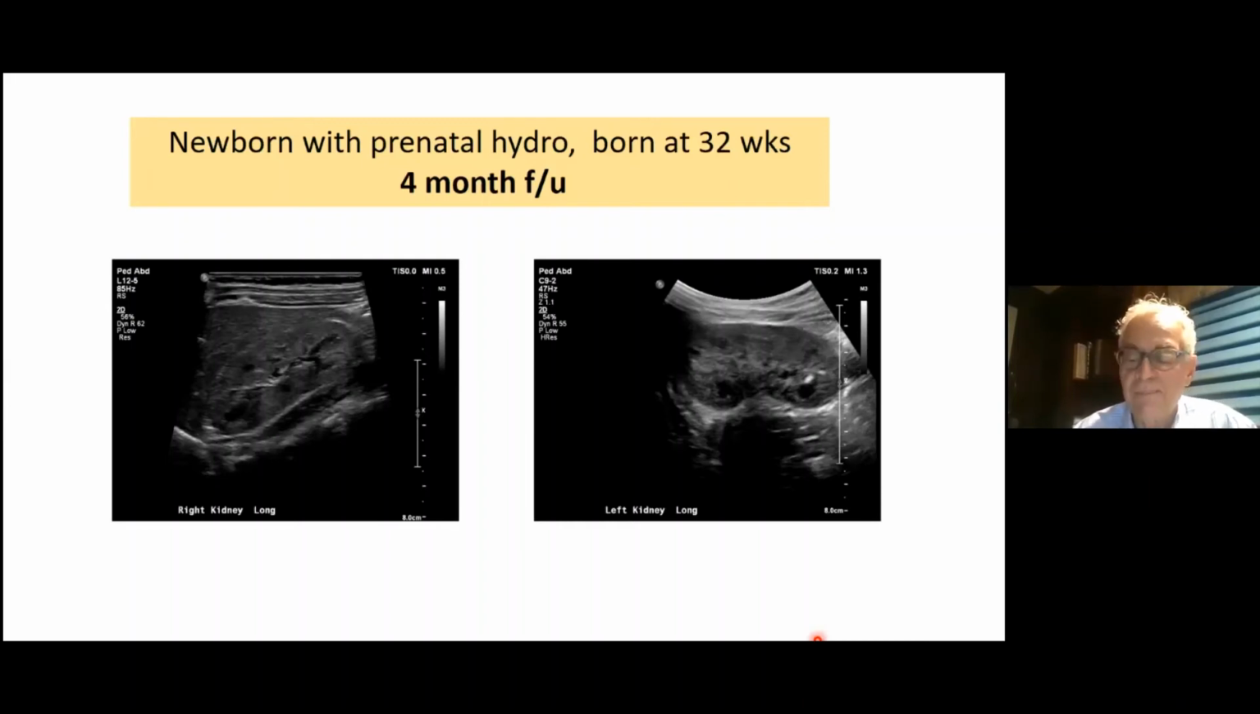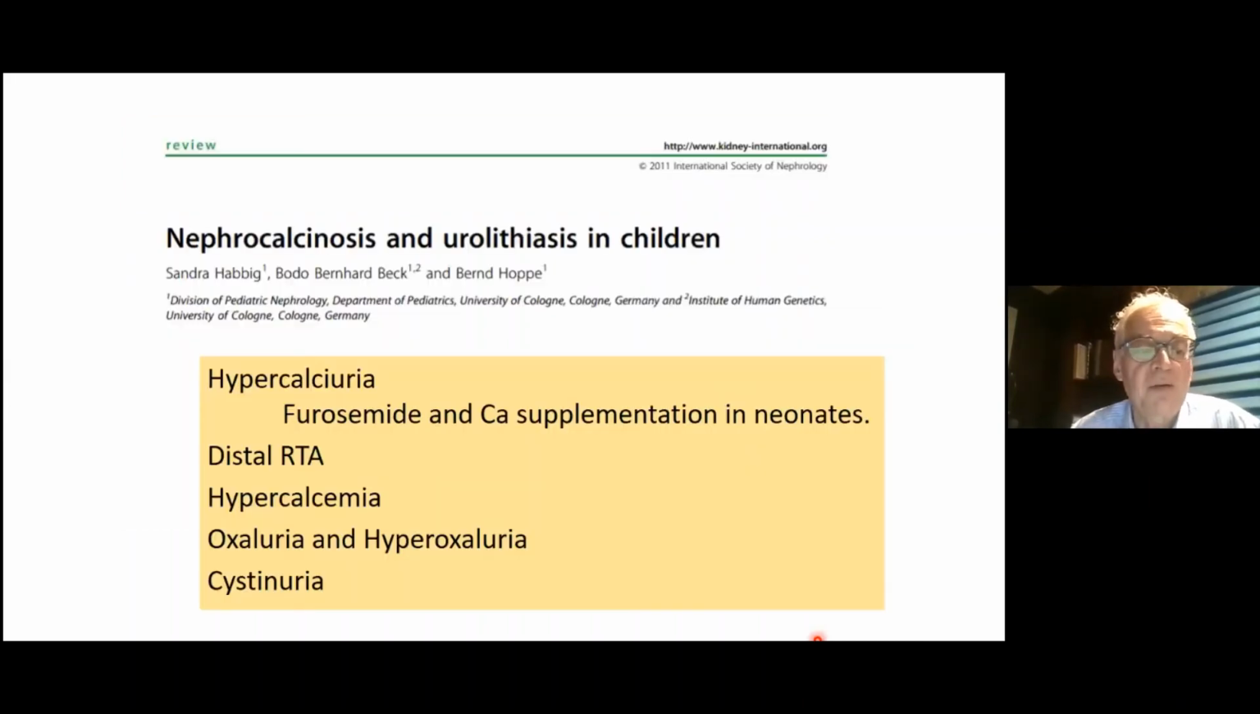switching to thiazide diuretics. Okay, nephrocalcinosis in children, when you see it, think of hypercalciuria. Distal RTA is another big one. These others are much more rare. So you're going to think of these two primarily when you see nephrocalcinosis.